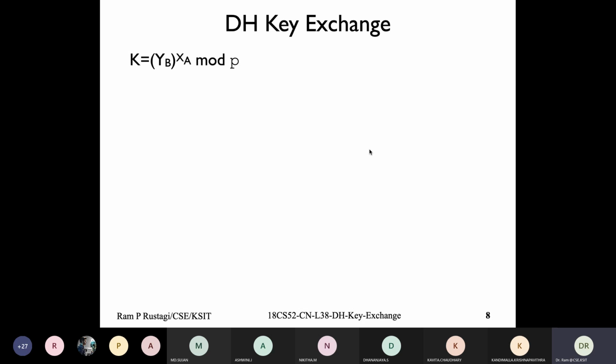And that is what, so look at the proof. How is K equal to K dash? So K is computed by user A. He gets YB to power XA mod P. Now what is YB? YB is alpha raised to power XB. This should be mod P here, typo error there. And then we know alpha raised to power XB mod P, power XA.